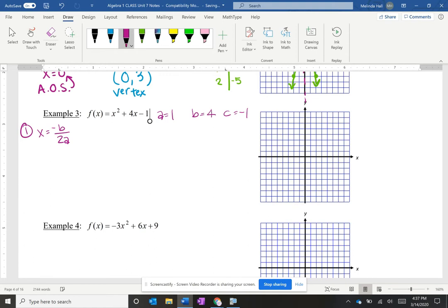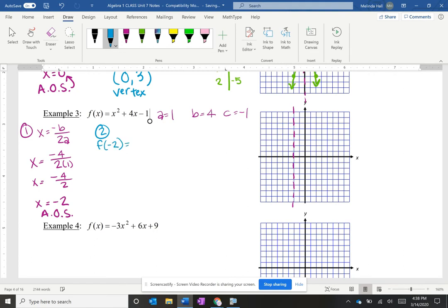So plugging in, we would have x is negative b, so negative 4, over 2a, so 2 times 1. And so then negative 4 divided by 2 would just give me negative 2. And again, that is your axis of symmetry. And so on your graph, if you want, you can go ahead and draw in that dotted line. Okay? So then remember, you take that number and use it for your next step because you're going to plug it in for x so that you can find your vertex.